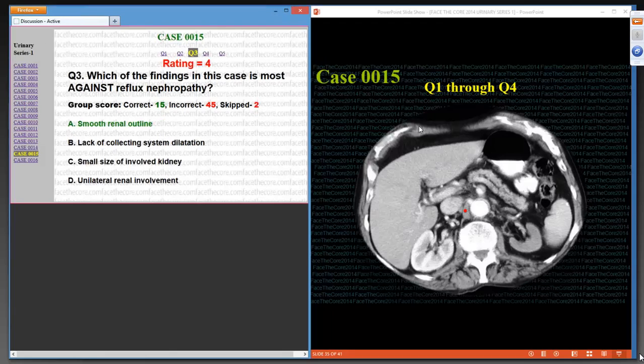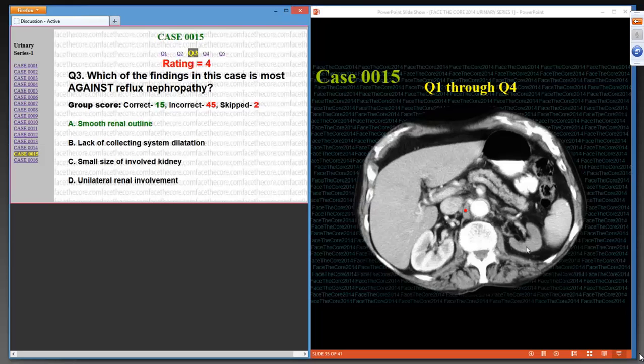Which of the following in this case is most against reflux nephropathy? Collecting system dilatation may or may not be present in reflux nephropathy. Kidney will be small in size in reflux nephropathy. Reflux nephropathy can be unilateral or bilateral. But what reflux nephropathy doesn't do is a smooth renal outline or a smooth atrophy. So a unilateral small kidney can be smooth or scarred. If it is scarred, then reflux nephropathy.